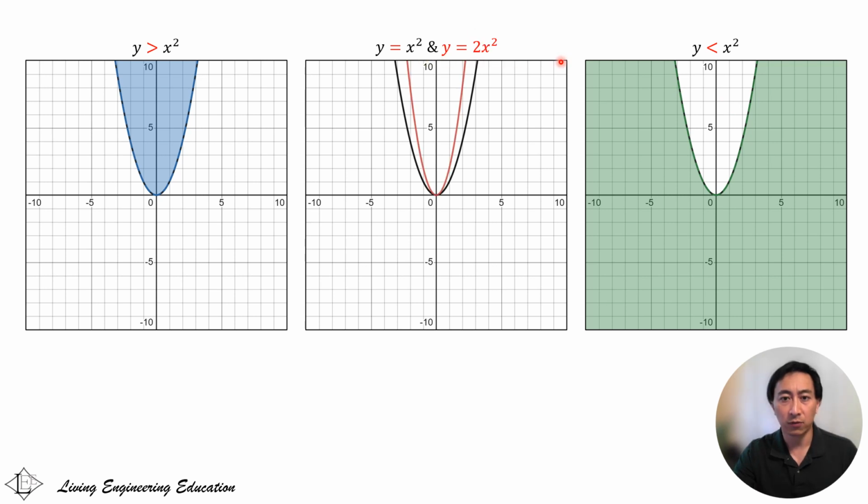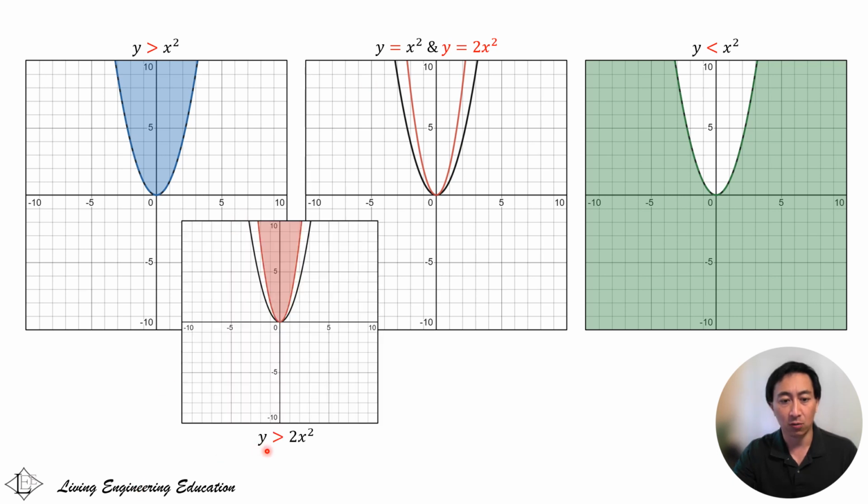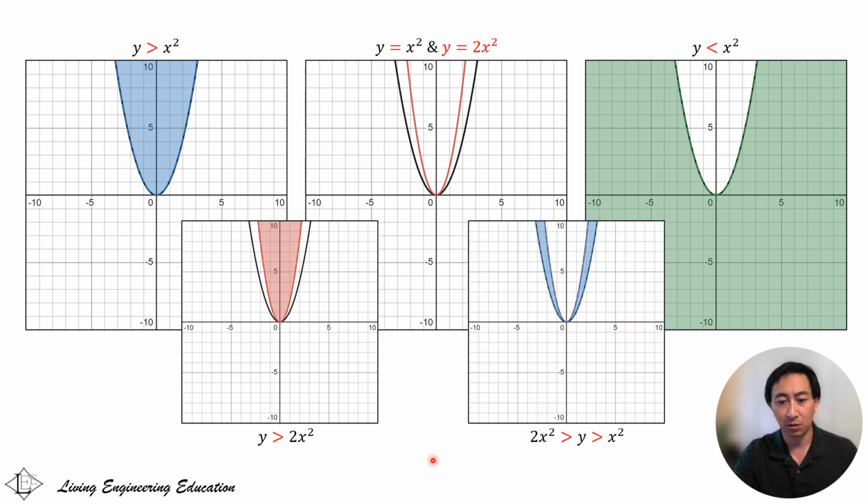I could combine different inequalities together, right? So let's say I have y equals x squared shown in black here, and then I add y equals 2x squared shown in red here. And if I look at y is greater than 2x squared, it's the area shaded above the 2x squared curve right here. Similar idea of y is greater than x squared. And then if I'm interested in the area in between these two lines, then I could just call it y is greater than x squared, which is this blue shaded, and y is less than 2x squared. So less than 2x squared will be everything except for this red line.